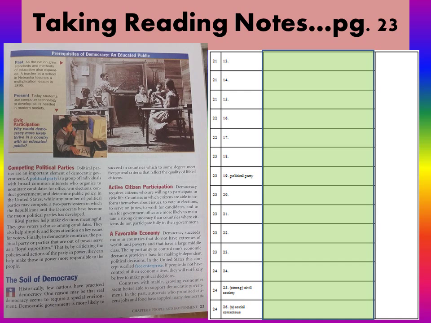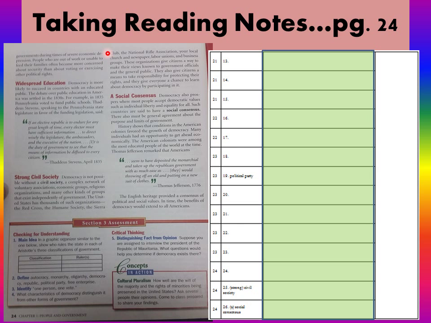All right, number 24 is going to be widespread education, but I'm going to finish reading this part. Countries with stable, growing economies seem better able to support democratic government. In the past, autocrats who promised citizens jobs and food have toppled many democratic governments during times of severe economic depression. People who are out of work or unable to feed their families often become more concerned about security than about voting or exercising other political rights. So that gives some more details about how a favorable economy, down here, number 22, helps a democratic government succeed.